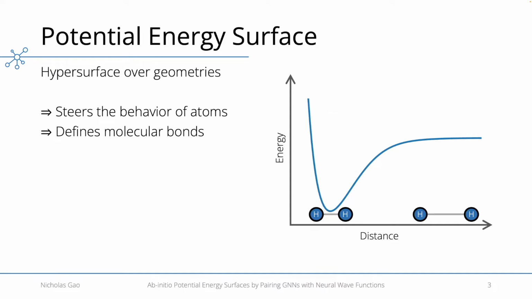However, one is rarely interested in a single energy in isolation, but rather in the change of energy depending on the geometry. This is where the concept of the potential energy surface comes in, which is a hypersurface over the space of all geometries, which steers the behavior of the atoms by defining energy-favorable states, for instance, if two atoms bond. Unfortunately, to accurately model such a potential energy surface, many energy evaluations are required, which is usually quite expensive.